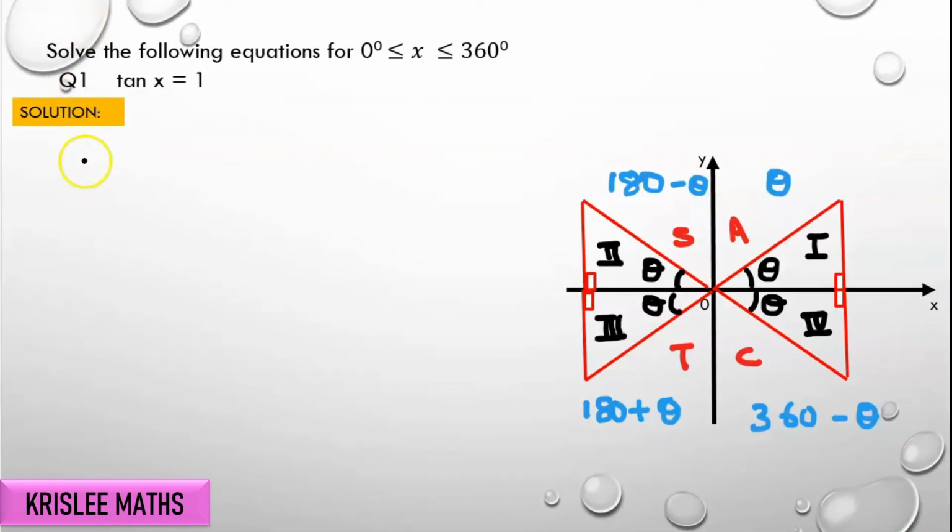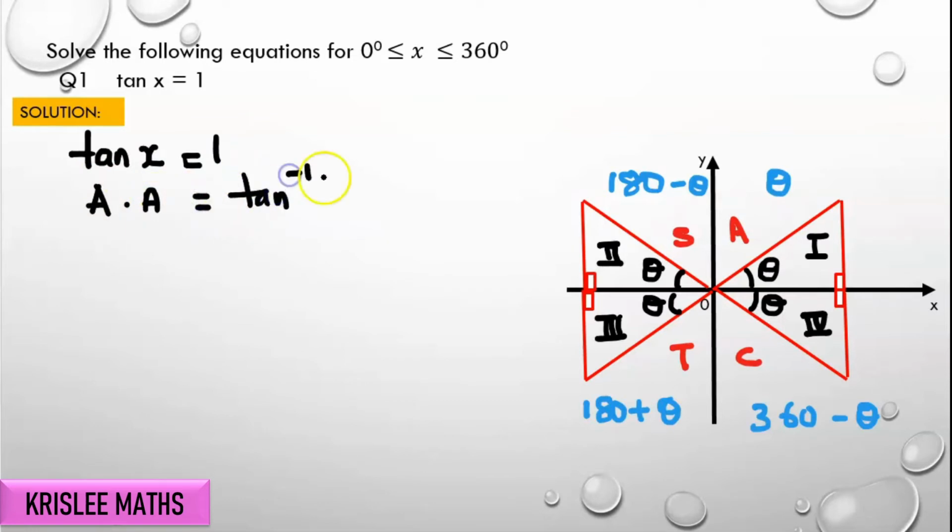Question 1, you are given tangent x equals 1. The first thing you have to do is find the acute angle. So use your calculator to find the acute angle. Here you will get 45 degrees as the acute angle. I'm going to use theta as the symbol for the acute angle here.